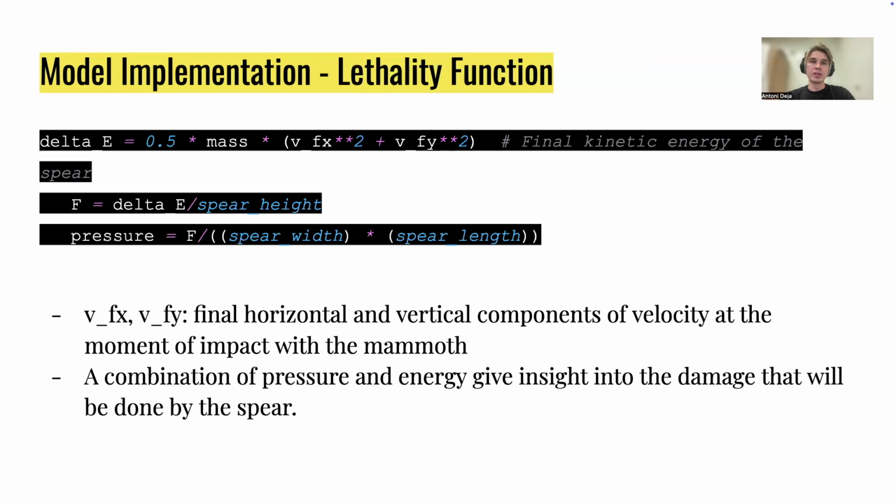Now, we used this formula because pressure alone doesn't give enough insight into the actual lethality, because if you pierced the mammoth with an eel, the pressure would be really high, but the lethality would be basically 0. So we used a combination of both energy and pressure to determine whether the hit was actually lethal. So the force is equal to delta E over the spear height. This is because the change in energy is simply the work done, which is the force times distance traveled. And we just assume that the distance traveled is the actual height of the spearhead. And from that, we can calculate pressure as that force over the bottom dimensions of the spearhead.